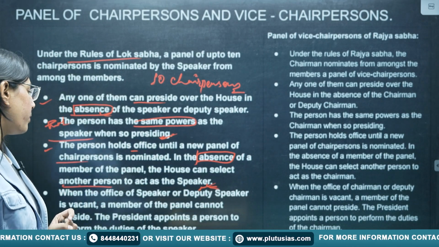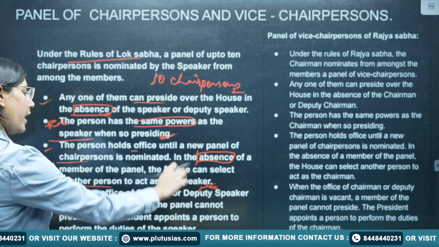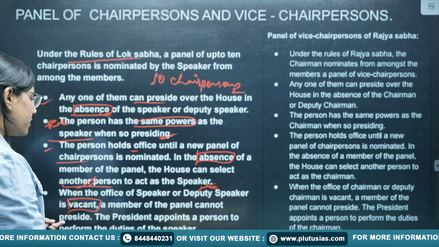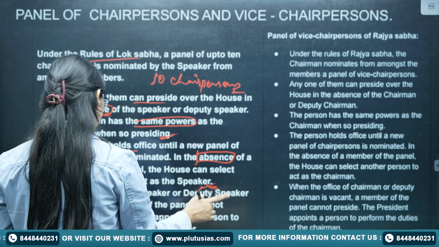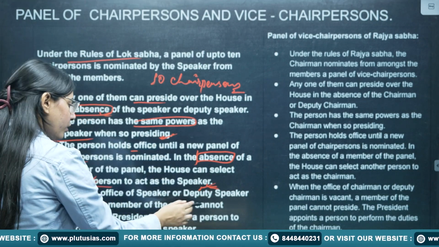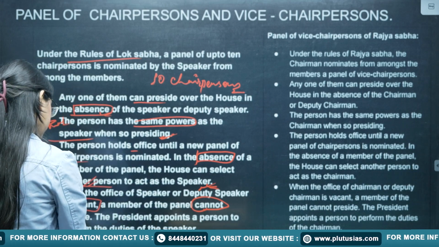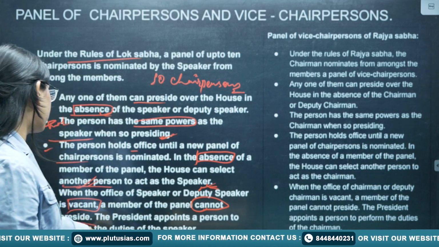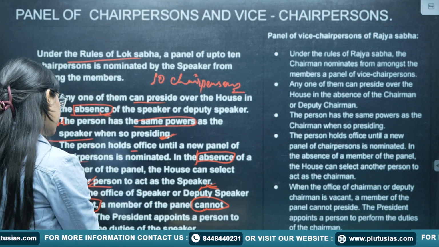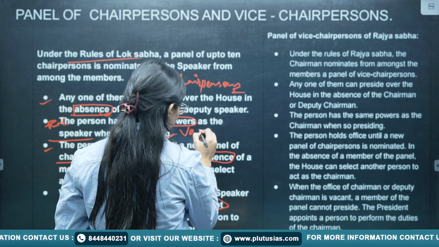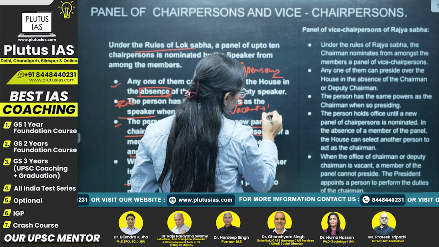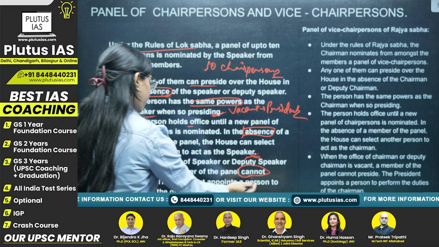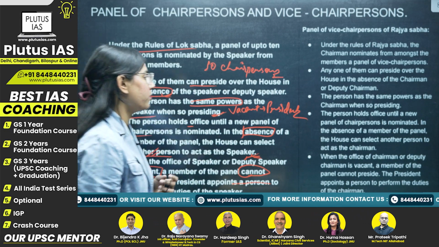When the office of Speaker and Deputy Speaker is vacant, a member of the panel cannot preside. In the absence, they can choose another person, but in the case of vacancy, when the post of Speaker and Deputy Speaker is vacant, the President will appoint a person to perform the duties of the Speaker.